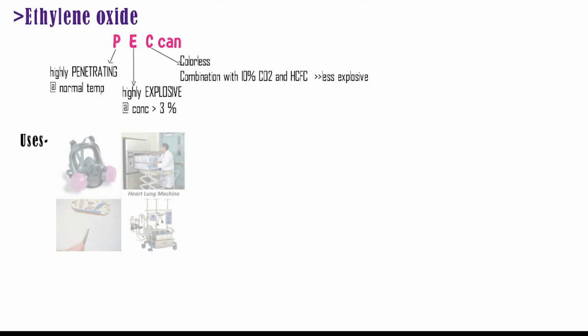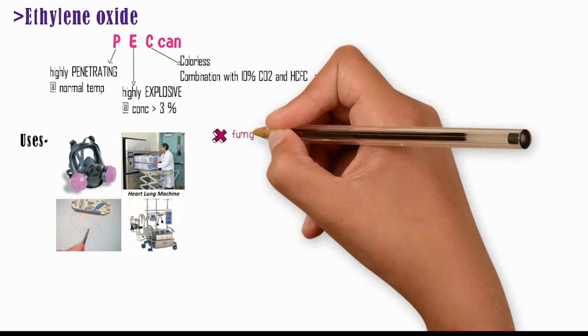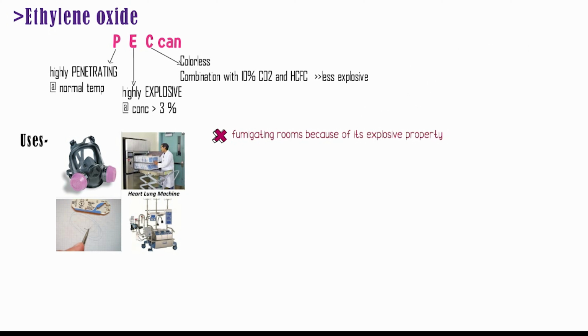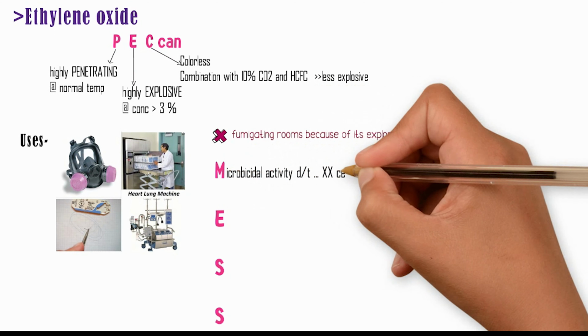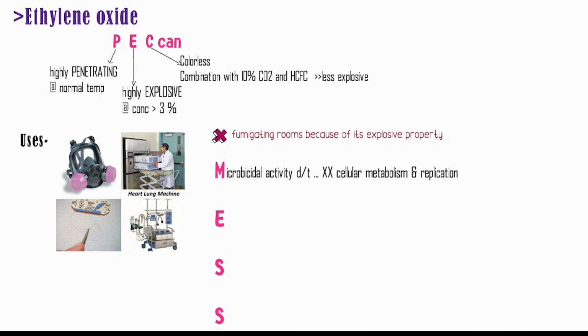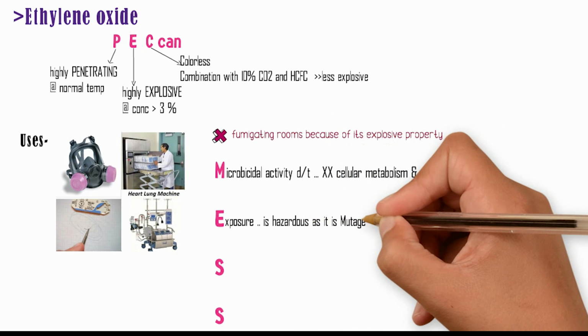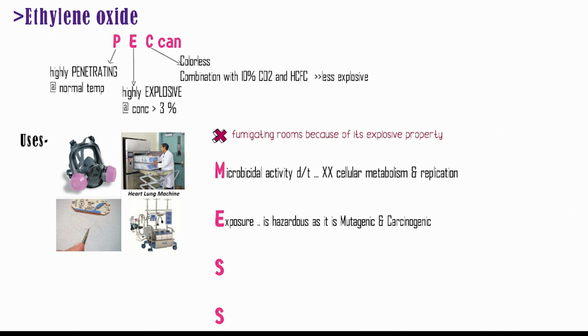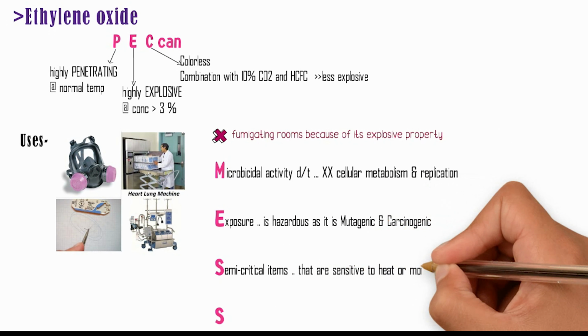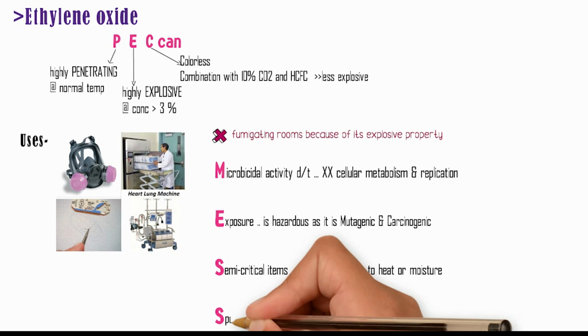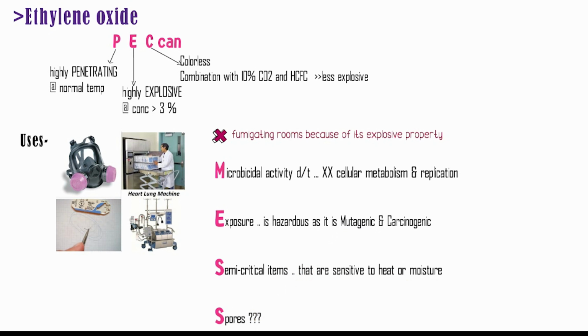It can be used to disinfect instruments and devices that are heat sensitive, even plastics and suture materials, but they cannot be used to fumigate rooms or operation theatres because of its explosive property. The microbicidal activity is due to cellular metabolism and replication. It is known to react with the DNA, RNA, and proteins of the bacteria, fungi, and viruses. Activity against spores is still being studied in detail.